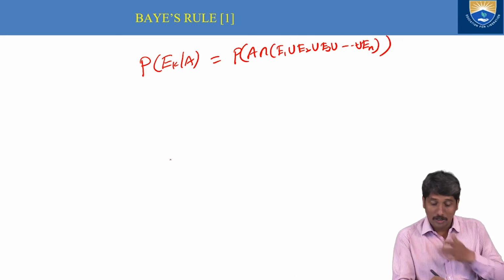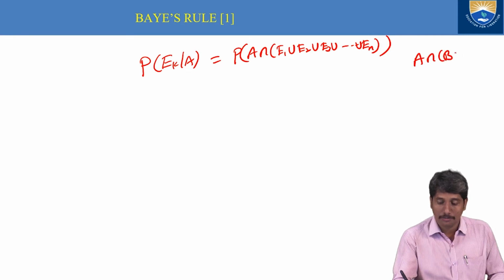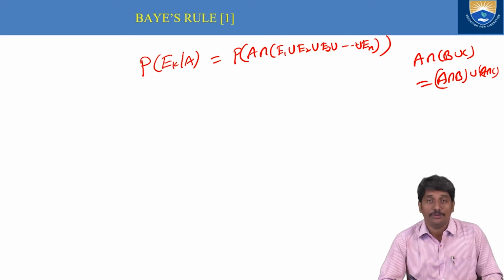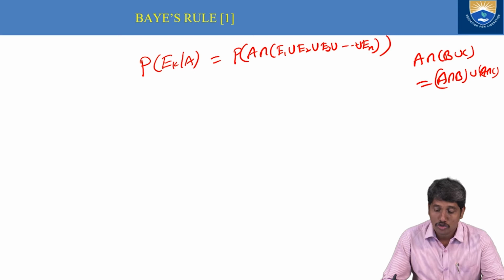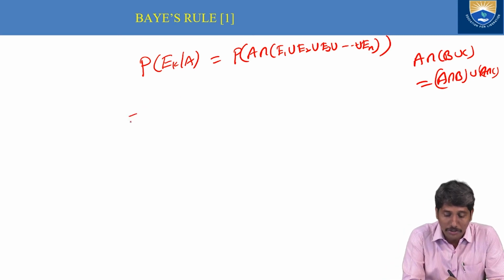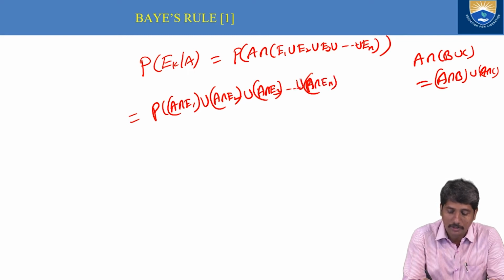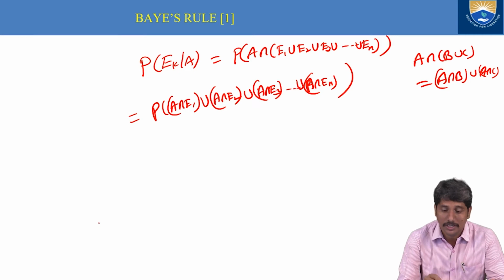Now, you know the distributive law, A intersection B union C can be written as A intersection B union A intersection C. That means the intersection is distributive over union, as well as union is distributive over intersection, that we know in our set theory. So, by using that, we can distribute the intersection over union, then it becomes A intersection E1 union A intersection E2 union A intersection E3, so on, A intersection EN. This is what we obtain.